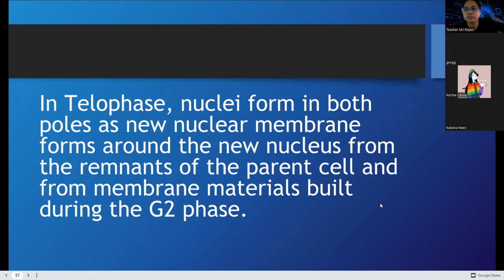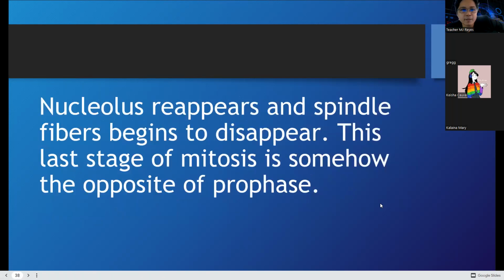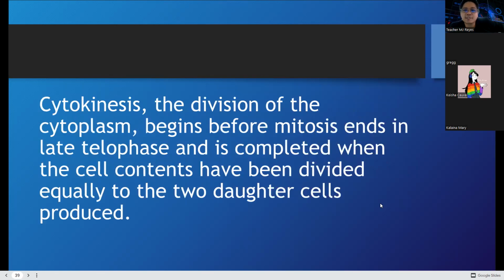We have two distinct daughter cells with the exact number of chromosomes. The nucleus reappears and the spindle fibers begin to disappear. This last stage of mitosis is exactly the opposite of prophase. Cytokinesis is the division of the cytoplasm. It begins in mitosis at late telophase and is completed when the cell contents have been divided equally between the two daughter cells produced in mitosis.